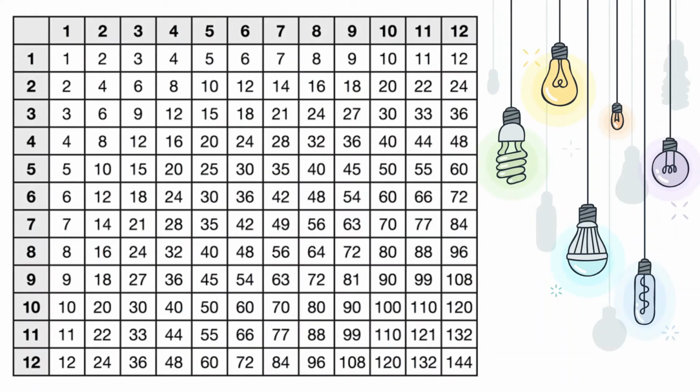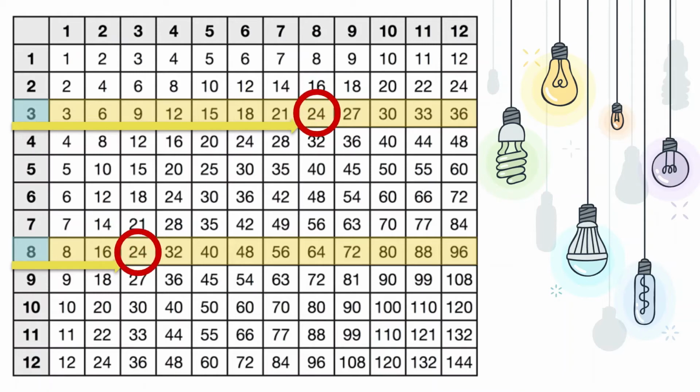Curious what this looks like with a multiplication chart? Let's see this one, finding the LCM of 3 and 8. Look across the rows from left to right until you get to a match. We did it. The LCM of 3 and 8 is 24.